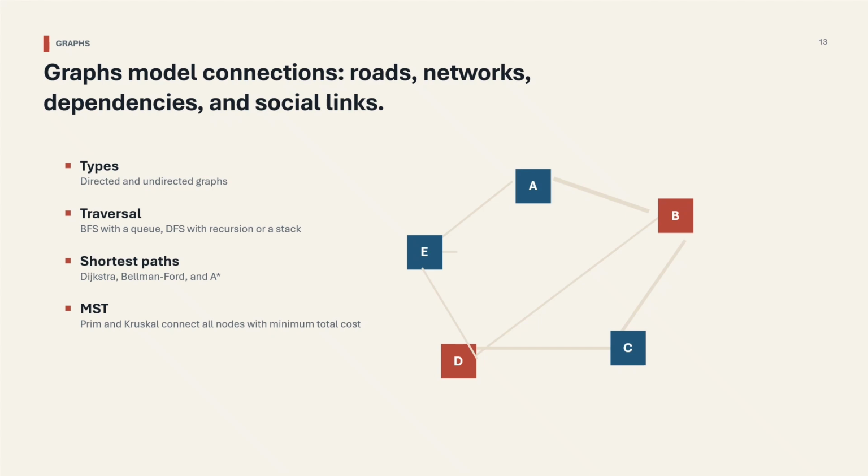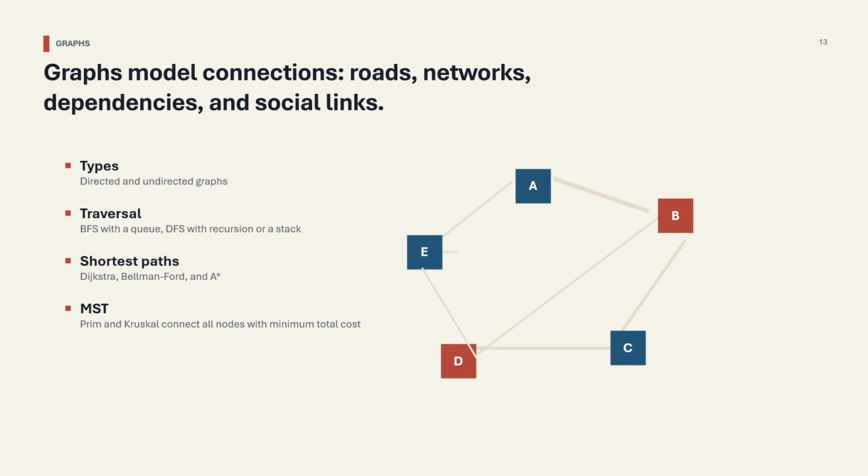A graph is a collection of nodes and edges. Graphs are used to represent networks like roads, social media connections, computer networks, and maps. There are directed graphs and undirected graphs. In a directed graph, edges have direction. For example, A points to B. In an undirected graph, edges do not have direction. A is connected to B and B is connected to A.